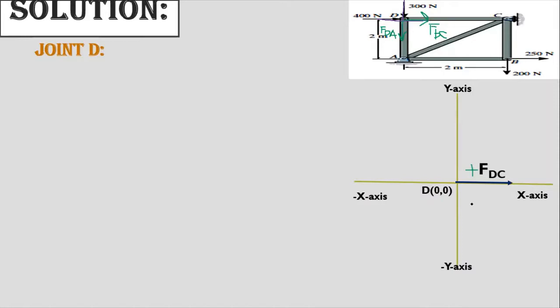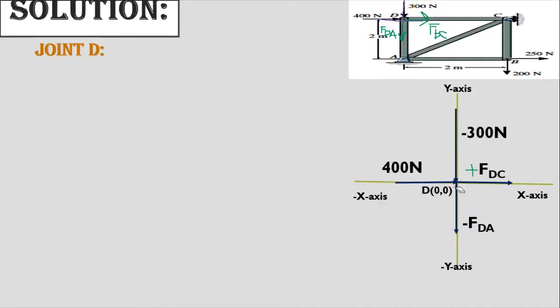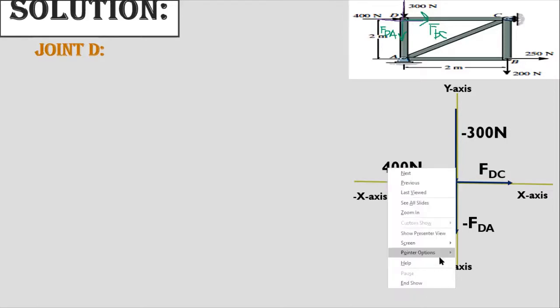This is joint D obviously, and the center point must be 0, 0. And there is another force acting downward, the member force FDA, and it should be the negative one. So here comes minus FDA. Then there is a force acting towards the positive x-axis, and it is the 400 Newton force. Then we have the 300 Newton force, which is acting downward again, and it should be the negative one, minus 300 Newton. So we always have to check what direction is shown here. Wherever the direction is, we take positive and negative according to that.